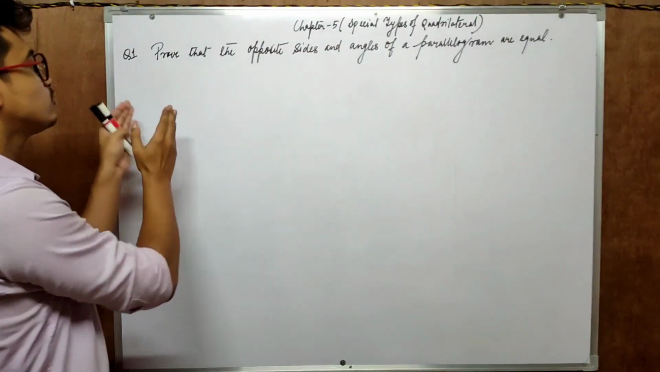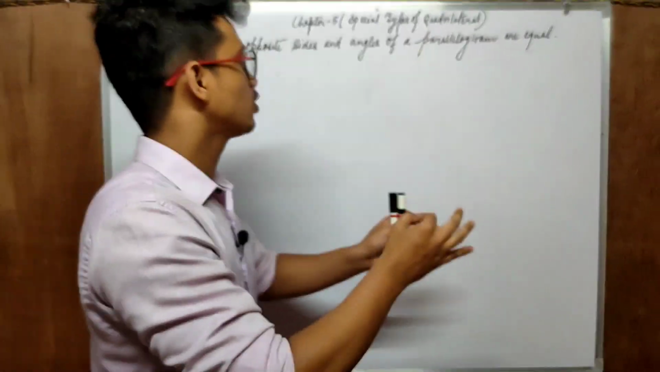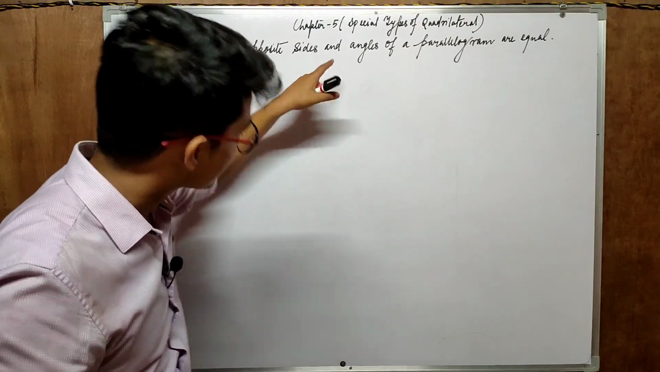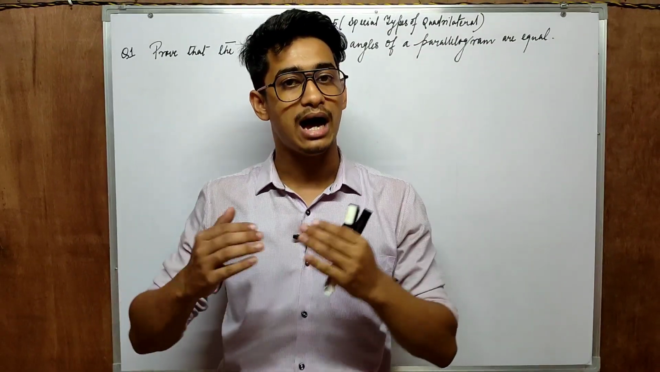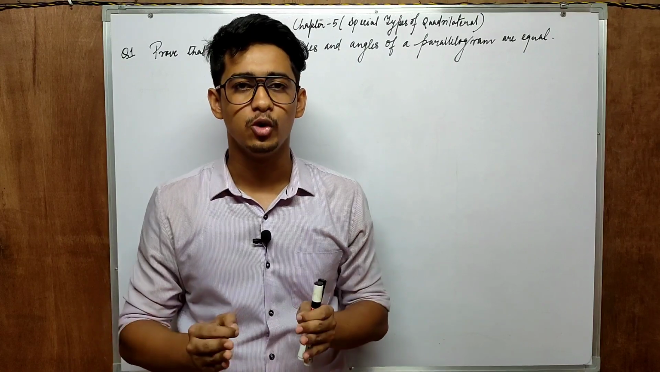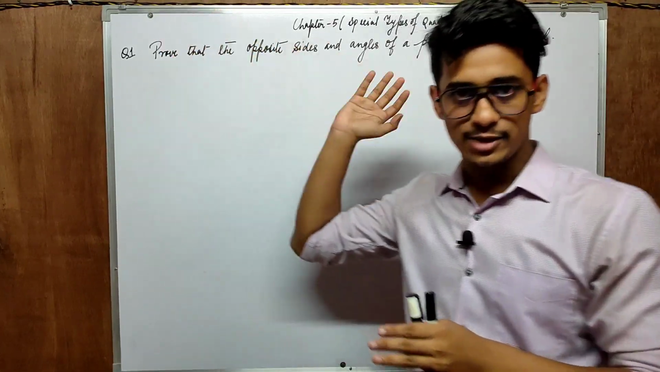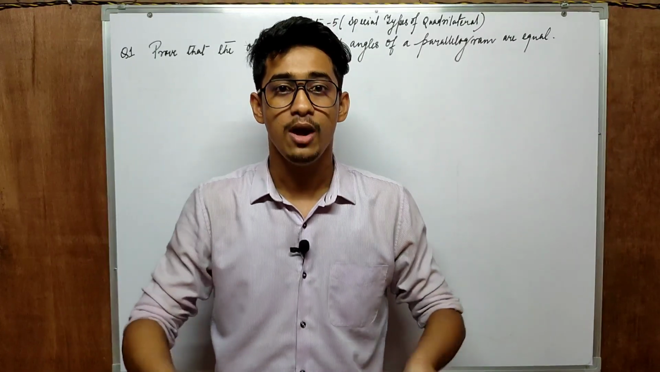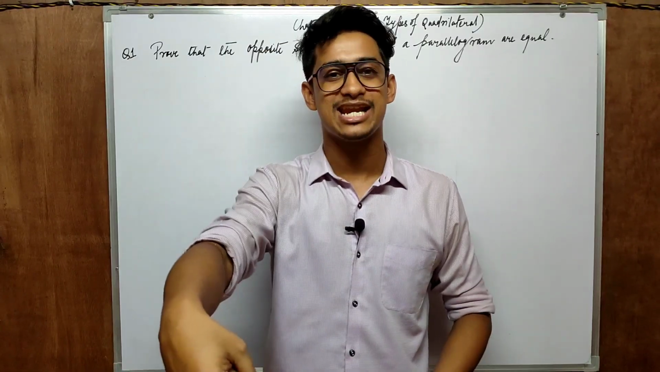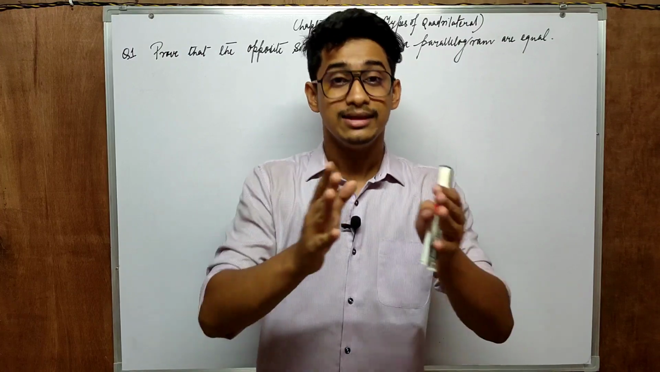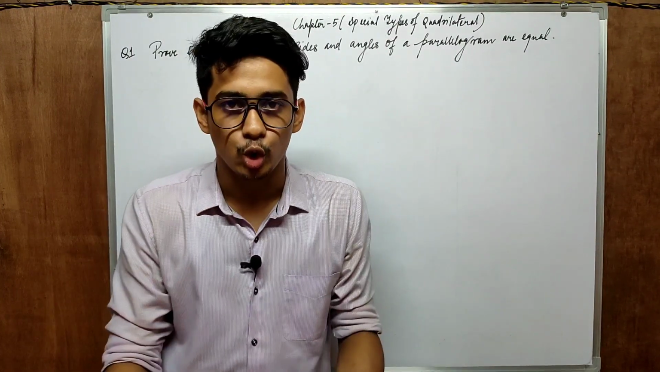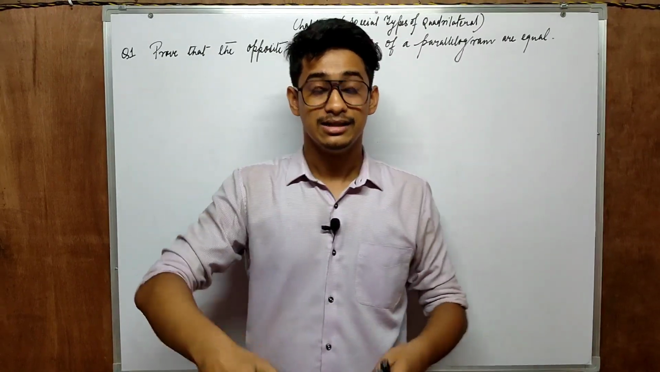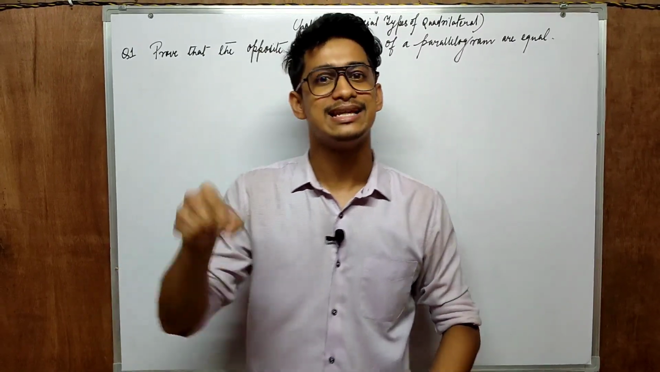So here in this question, prove that the opposite sides and angles of a parallelogram are equal. Now see, we have to prove that the opposite sides as well as the angles of a parallelogram are equal. In the case of proofs, this statement is actually true, but we have to prove that it is true.